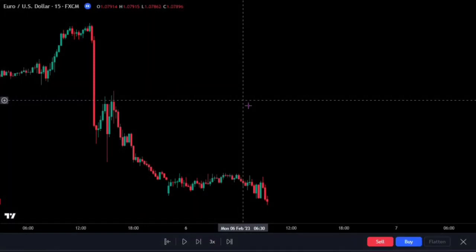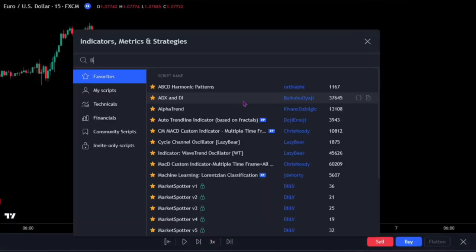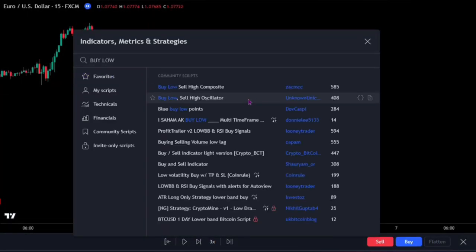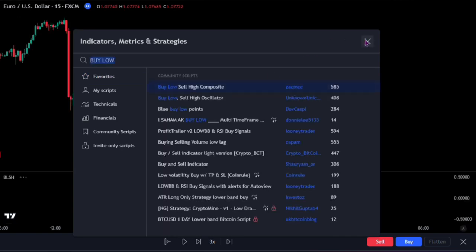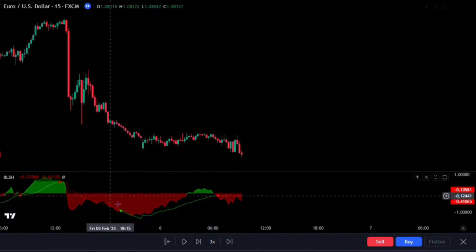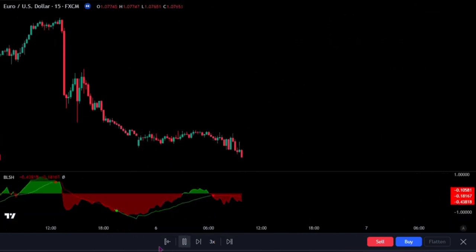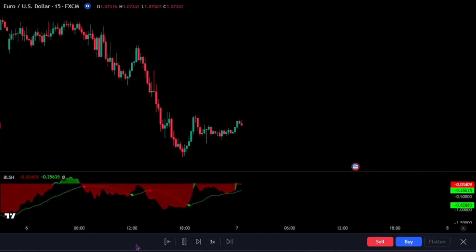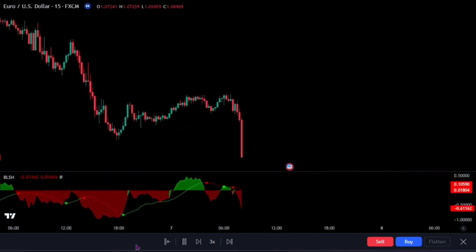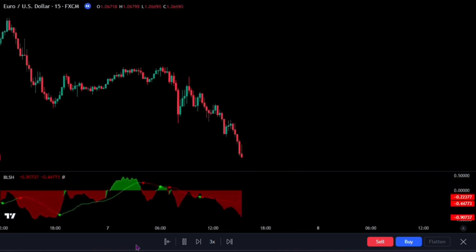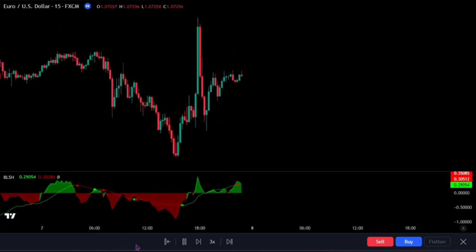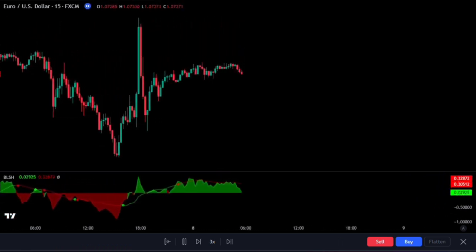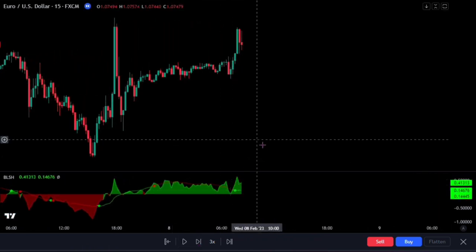Now for the second best buy-sell TradingView indicator, search for the Buy Low Sell High Composite. This one right here by Zach MCC. This buy-sell TradingView indicator has a volume measuring script. So rest assured that you will be making a lot of profit using this indicator either as a standalone indicator or to fine-tune your algorithm. There are many ways to apply this indicator to become profitable, but one of the top winning strategies is this.